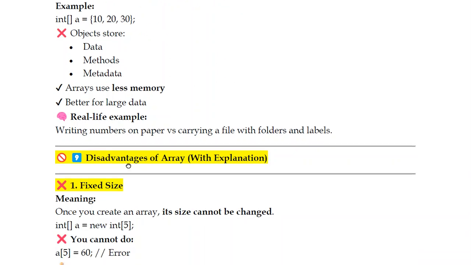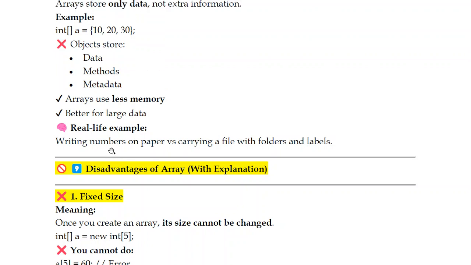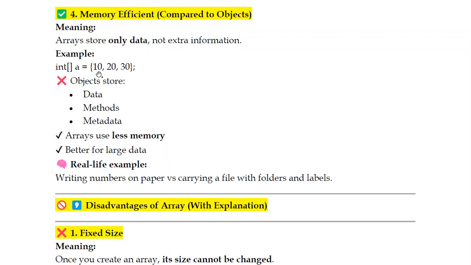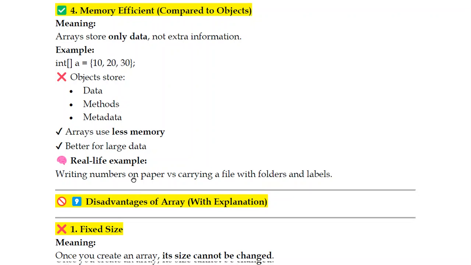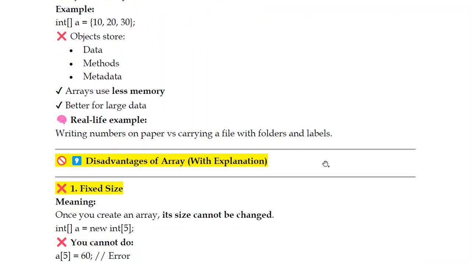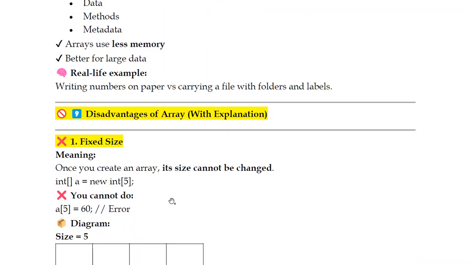That's it. Real time example: writing numbers on paper, one, two, three page numbers, versus carrying a file with folders and labels. For example, if you're using C disk, in that I'm using Java, in that I'm using YouTube, after that workout files. That is not coming under objects, the data, methods, metadata. But an array just stores the data, like writing numbers on paper. I'm not carrying any file with folders and labels.